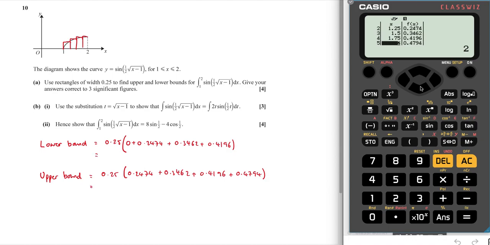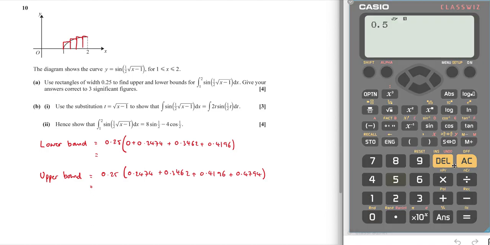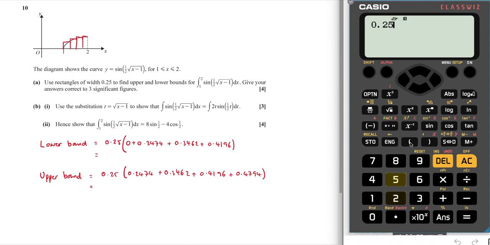Now I've got those written down, I'm going to go back and do the calculations. So 0.25 lots of 0 plus 0.2474 plus 0.3462 plus 0.4196. So my lower bound, I don't want to give it as a fraction because that would imply it was an exact answer, is 0.2533.